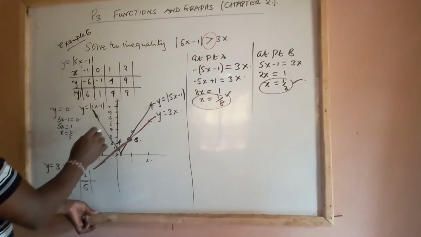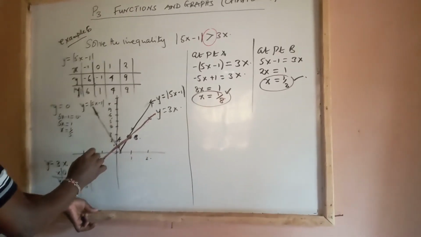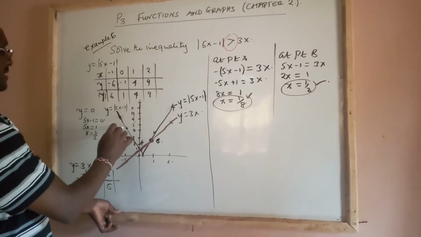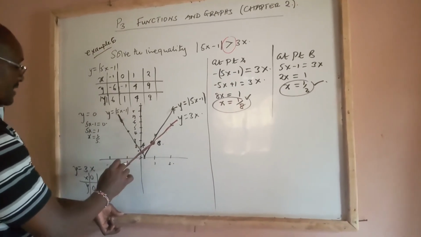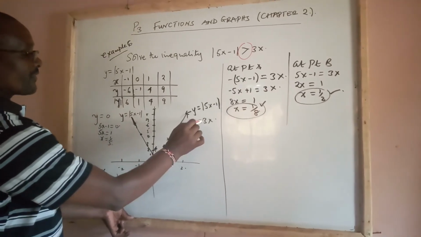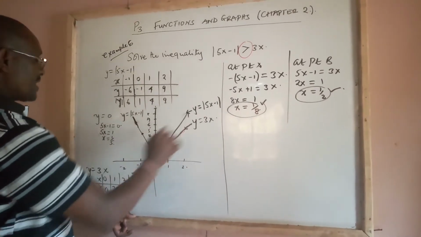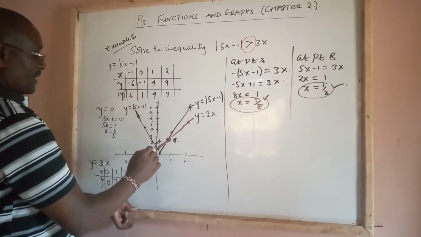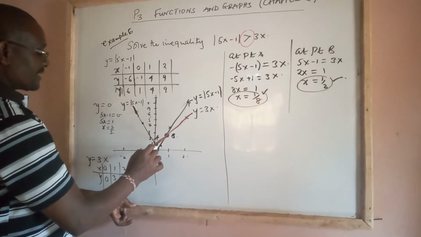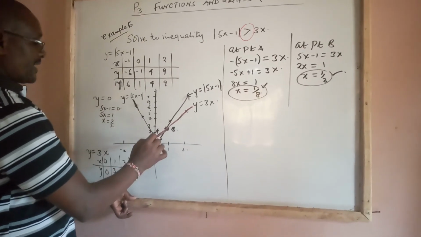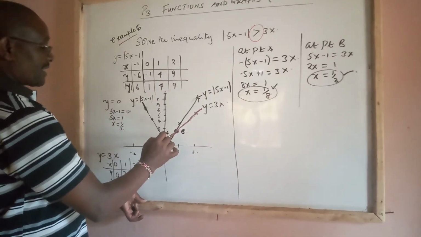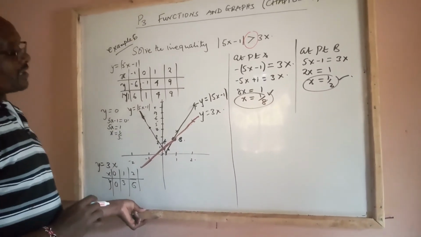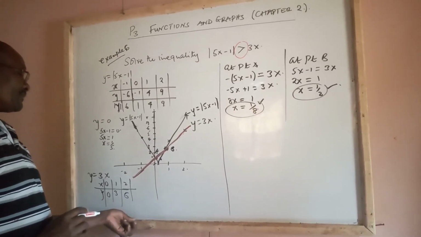For example, at this particular point, when x is negative 1, the value of y for the modulus part is positive, and the value of y for the linear graph, y equals 3x, is negative. So this particular point makes a lot of sense. At this other point, the black graph is below the red graph, so it doesn't make sense. So how are we going to answer our question?